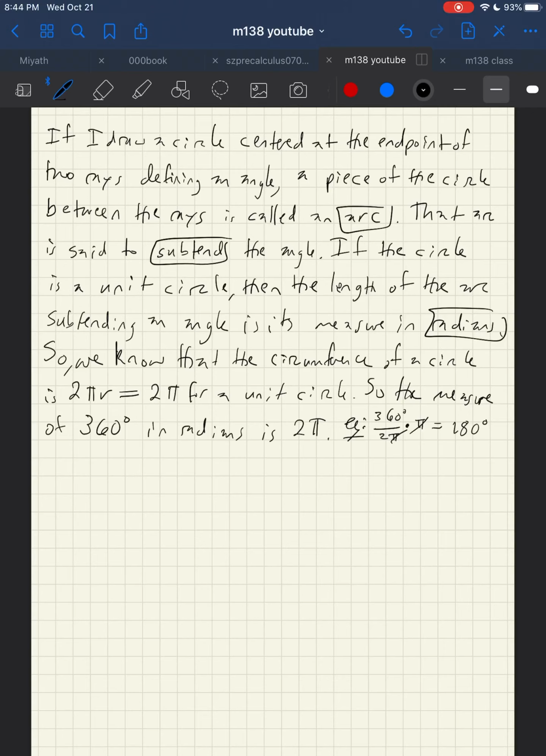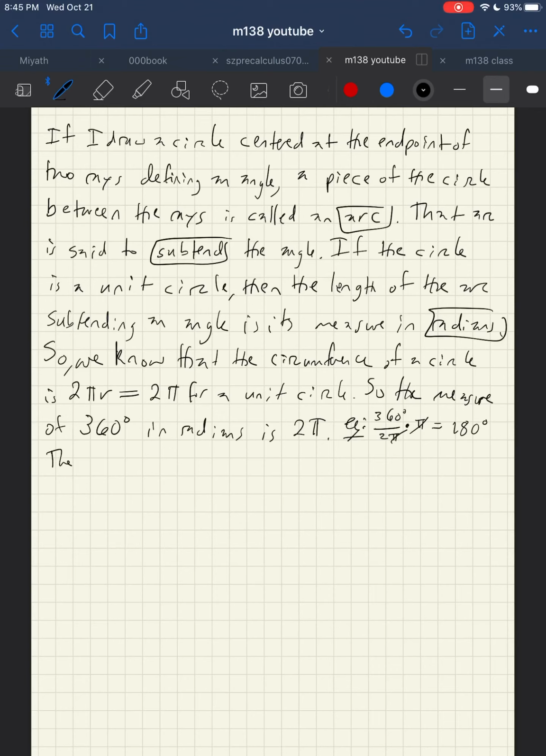So we can use 360 divided by 2 pi to convert between degrees and radians, or pi over 360, however you want to do it. And you can also think of it as pi over 180, or sorry, 2 pi over 360, or pi over 180. Some people like it one way or the other.